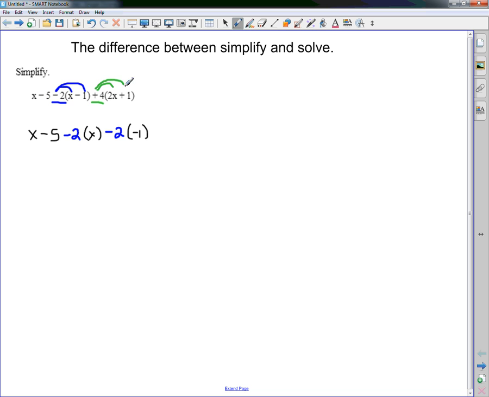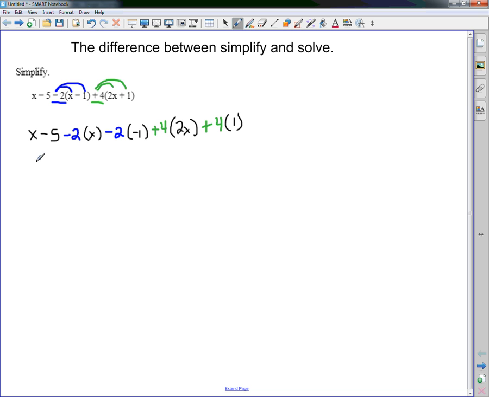Okay, so I'm going to distribute a +4 into my second parenthesis. So I have 4 times 2x and a +4 times 1. So we've distributed the values in front of the parentheses into the parentheses. Now let's go ahead and combine like terms and start multiplying everything together.